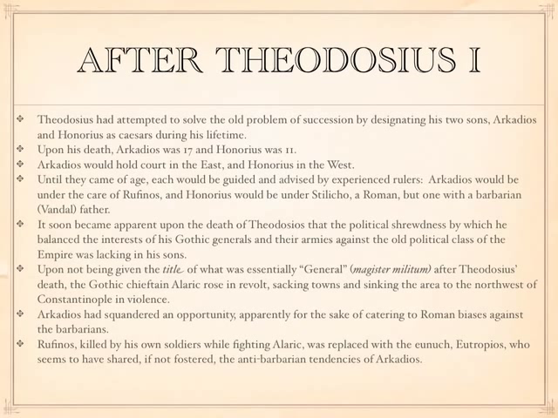The man who replaced him was a eunuch by the name of Eutropius, who seems to have shared, if not fostered, the anti-barbarian tendencies of Arcadius. Eutropius was the product of the old senatorial system. He was a court functionary. He didn't like barbarians. They did not understand the basics of civilization, and he despised them for not appreciating the value of olive trees, red wine, the Greek language, and other things, well, you know, bathing, that Eutropius regarded as the benchmark of civilization.